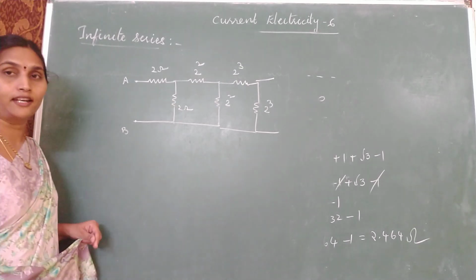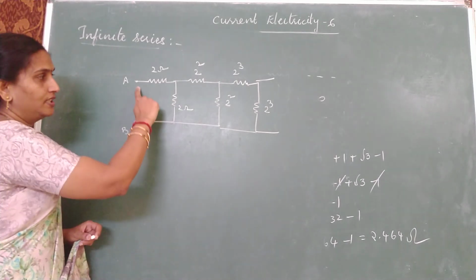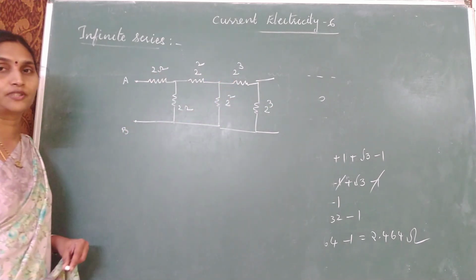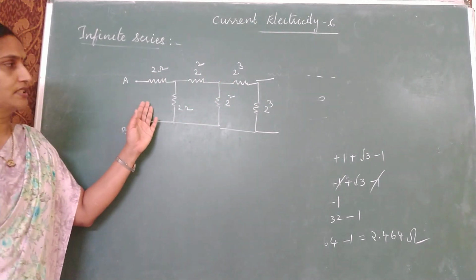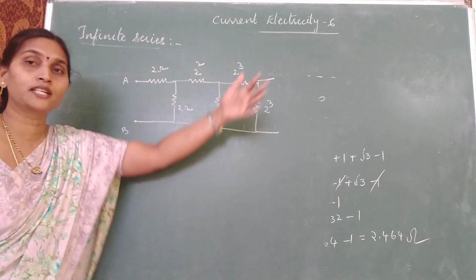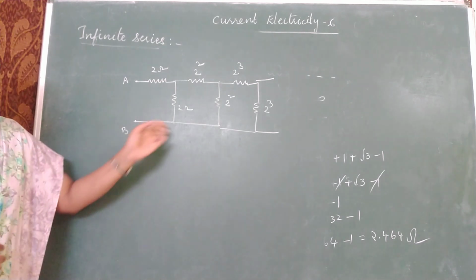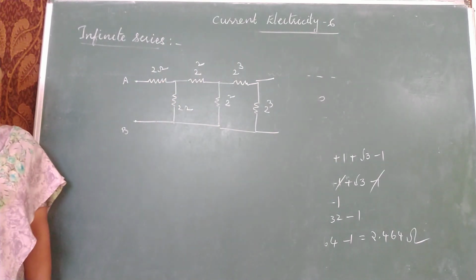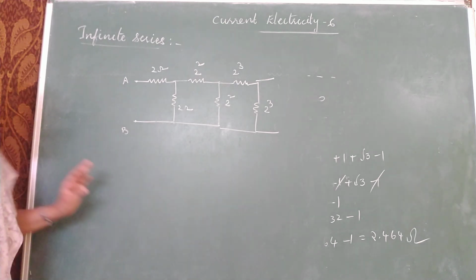Now how do we calculate it? See, previously you identified one repeating branch, and the next branch was similar to the first. But here it is not similar, it's increasing. 2 and 2, 4 and 4, 8 and 8, 16 and 16 and so on. It is going on along a geometric progression. Now how do we solve it? Look at the method of solving.